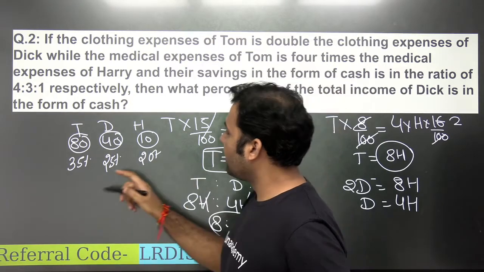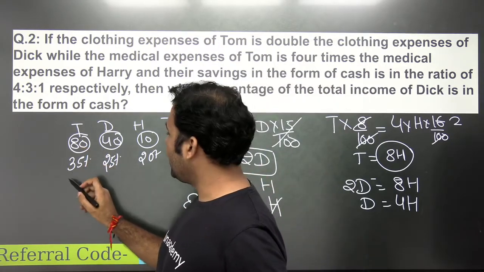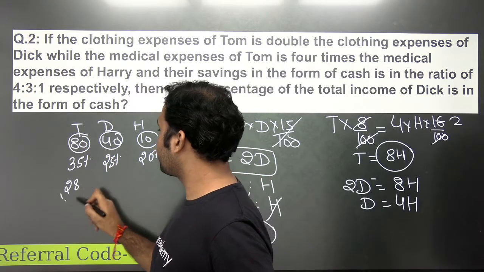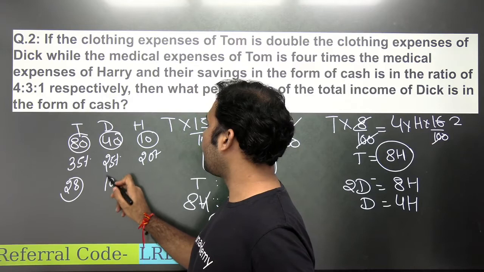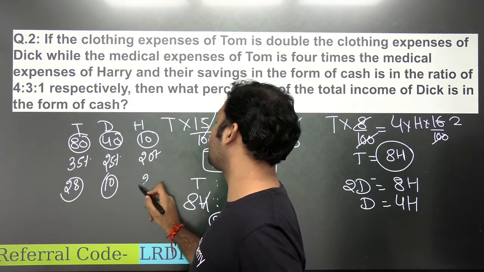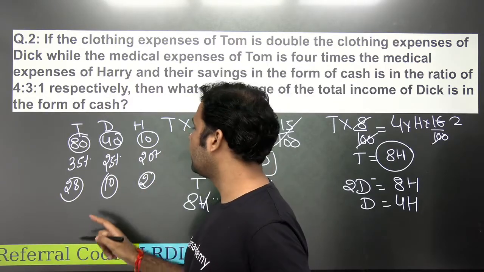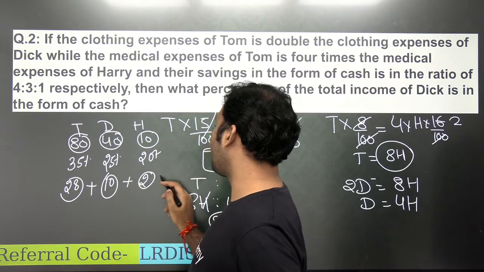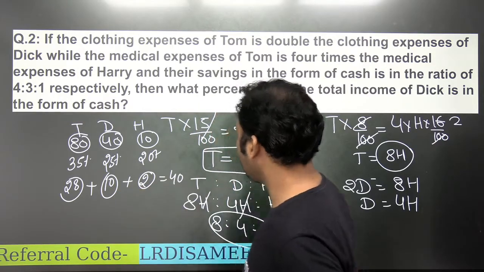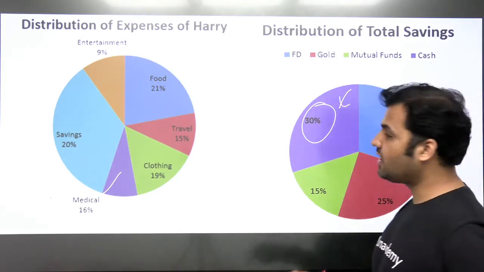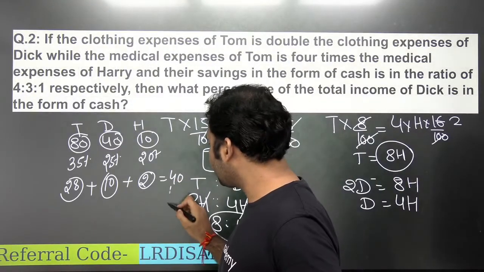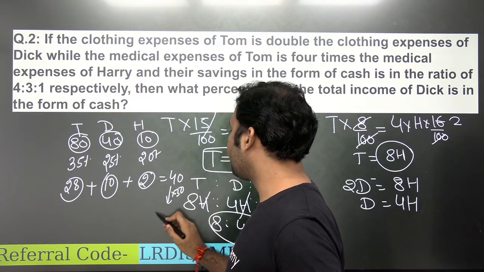35% of 80 will be 28. And 25% of 40 will be 10, and 20% of Harry's income is 2. So the total saving of T, D and H is 40. And now using this fourth graph, I can find out in the form of cash, they are saving 30%. So 30% of 40 will give you a value of 12.